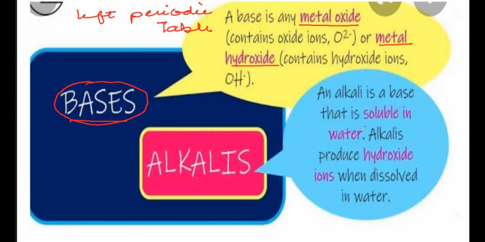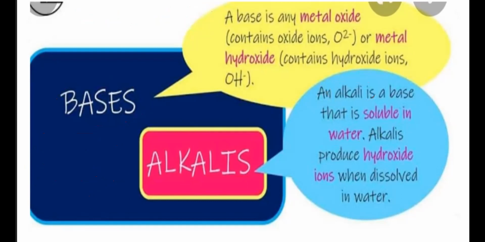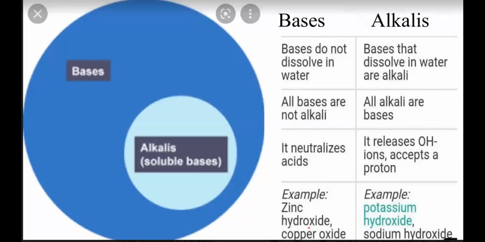Now, among those bases, all those which are soluble in water, we call alkalis. The basic difference between a base and an alkali is like, for example, we have alphabets A to Z. Among these 26 alphabets, we have just five vowels, A, E, I, O, U, and these vowels are also basically alphabets. Similarly, bases are a bigger category, and among them the soluble bases are termed alkalis. I hope I'm clear. The insoluble ones are still known as bases, but the soluble bases are known as alkalis.